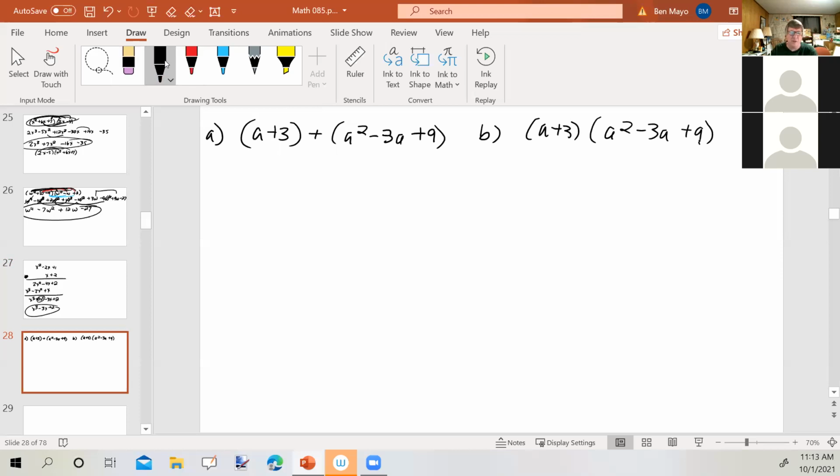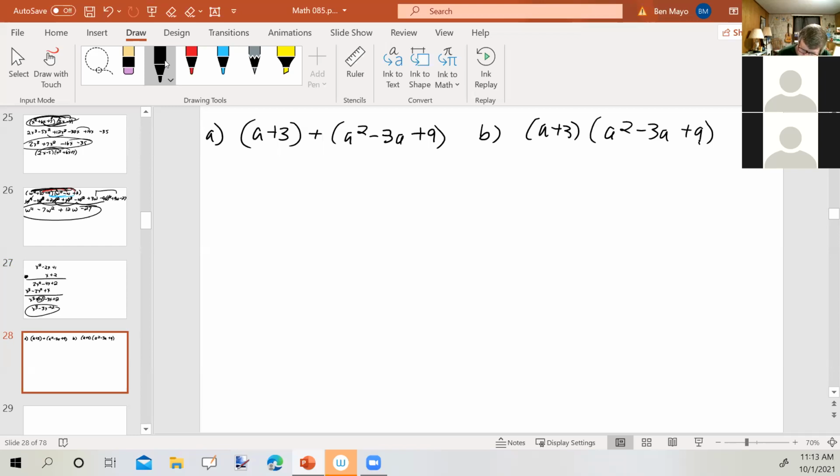I have to tell you, a common mistake that I see students make on their tests is they get a situation like part A, but they ignore that plus sign separating the two polynomials, and they do it as if though it was like part B. So be very, very careful, okay?